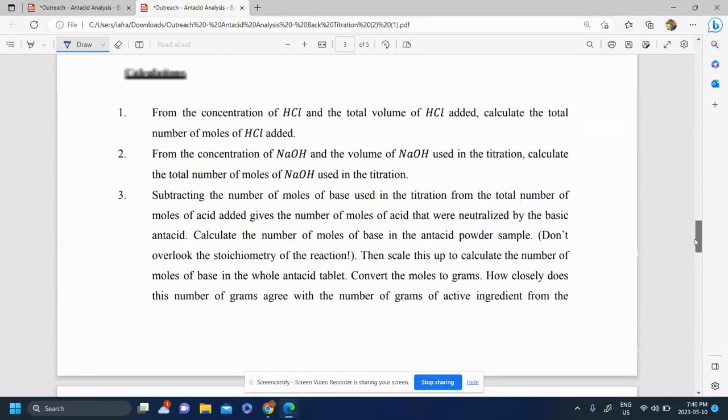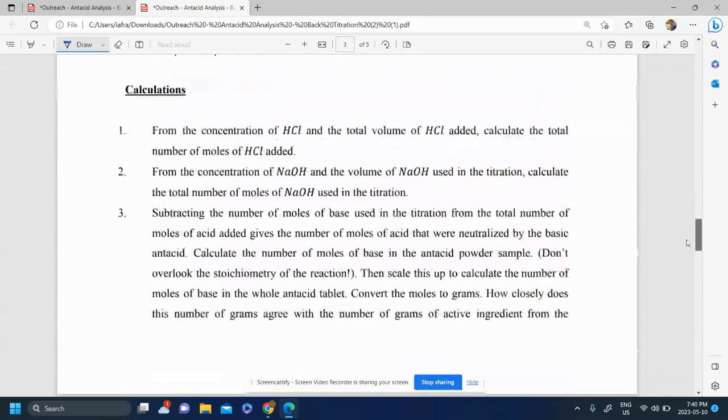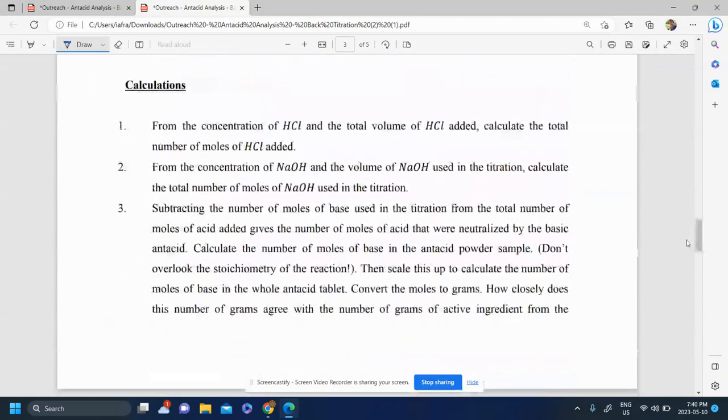I won't give the answers away, but I'll give you a general idea of how to proceed. So your first problem is not too bad. You just use the concentration of the HCl from UTM and the volume of HCl that you used to find the number of moles of HCl that was used altogether.